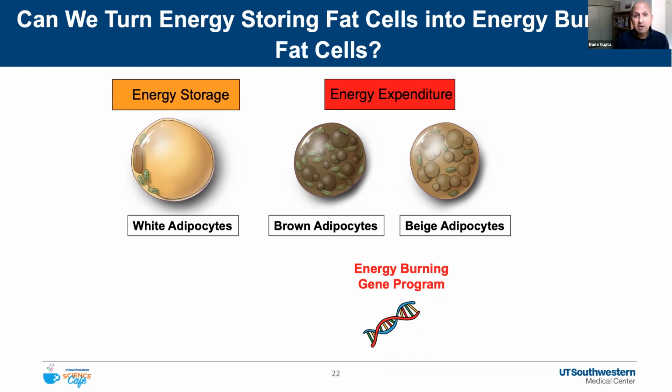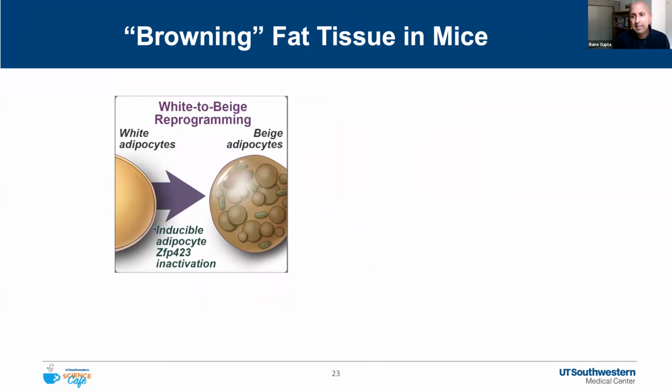And what we've discovered in our lab is a protein called ZFP423. The name's unimportant. But what's important is that this is a protein that actually suppresses this energy burning program in white fat cells. So it's actually like a brake. You can think of it as a brake pedal on the energy burning program. And what we've shown in mice is that if you can remove this brake pedal from white adipocytes, you can basically reprogram these white adipocytes to become energy burning fat cells.